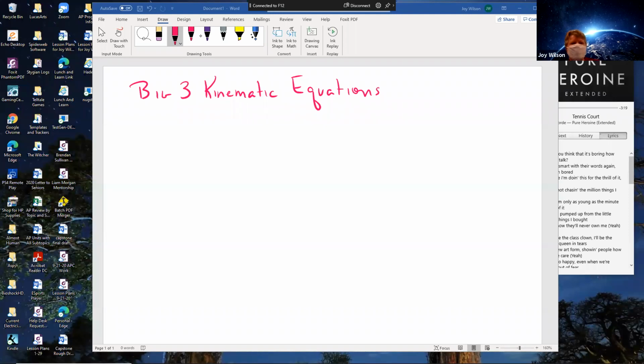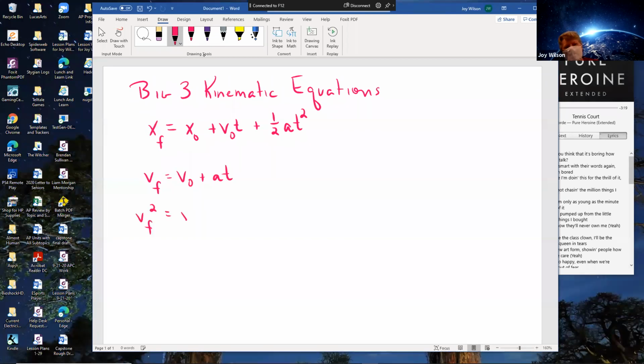Okay, big three kinematic equations. So let's refresh what those are. The first one, x final equals x original plus v original t plus 1/2 acceleration times time squared. V final equals v original plus at, and v final squared equals v original squared plus 2a delta x.